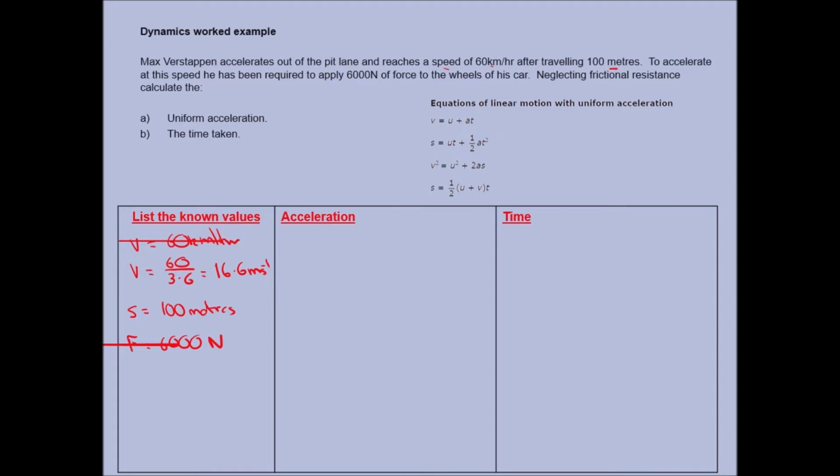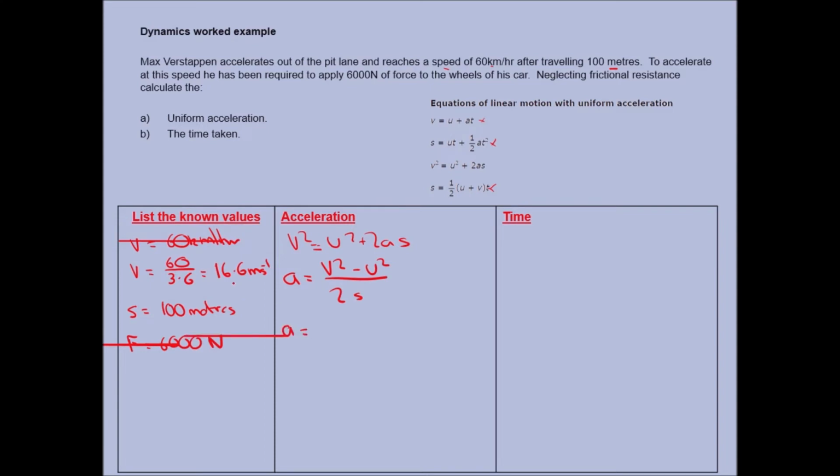The first formula is V equals U plus AT. If you have a look at our list, we don't have T, so anything with a T we can't use at this stage. We're only left with one formula: V squared equals U squared plus 2AS. I'm trying to find out what A is, so that needs rearranging. Again, there are videos if you need to recap on how to rearrange. We end up with A equals V squared minus U squared, divided by 2S.